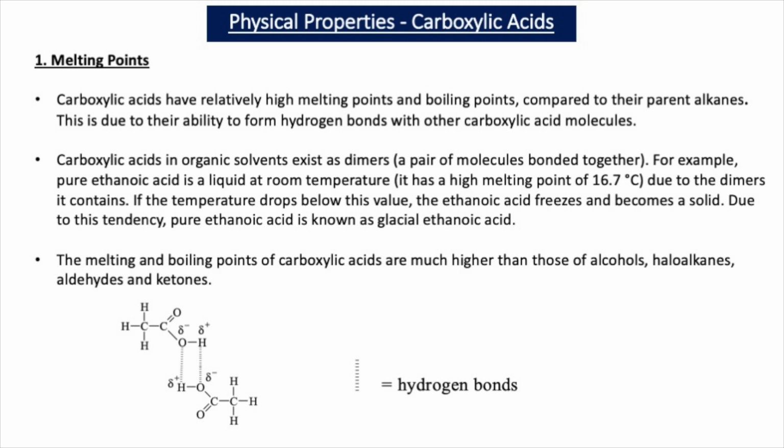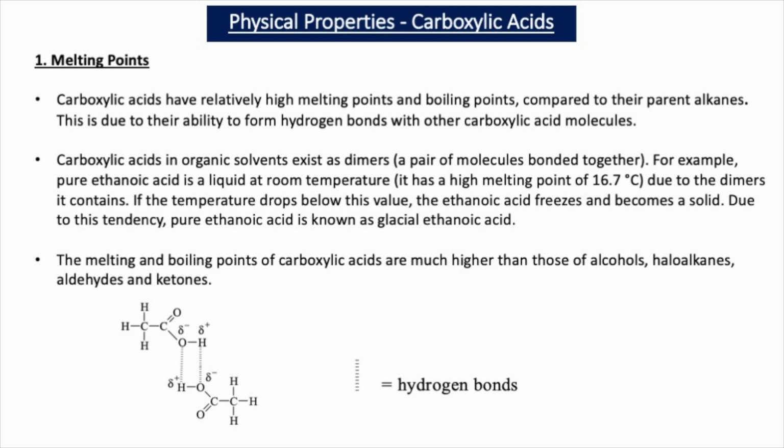For example, pure ethanoic acid is a liquid at room temperature. It has a high melting point of 16.7 due to the dimers it contains. Now, 16.7 might not seem like a high melting point, but if you compare it to the melting point of ethane, the alkane with two carbons, that has a melting point of minus 182.8 degrees C, it does have a high melting point. And this is because of the strong hydrogen bonds it contains and the fact it exists as dimers.